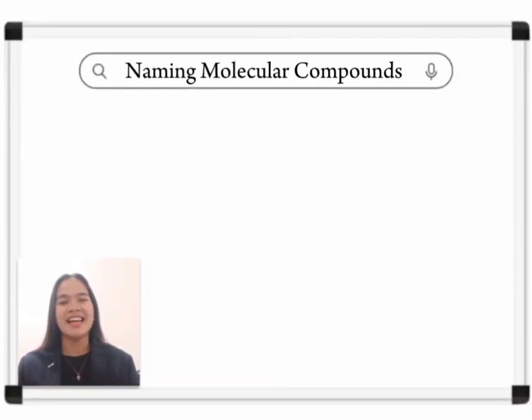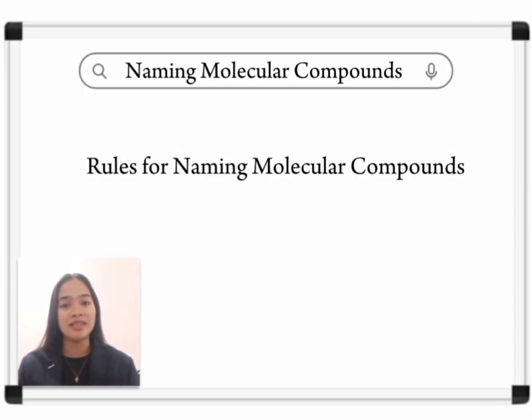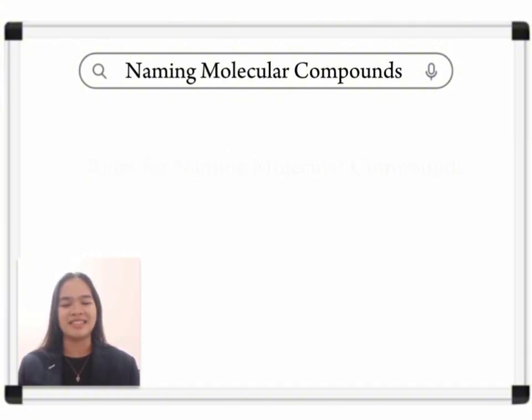Good day, everyone! Naming molecular compounds is straightforward because we do not balance charges unlike ionic compounds. Instead, when naming molecular compounds, we use prefixes such as mono, di, and tri to indicate the number of atoms present. In this video, I will explain the rules for naming molecular compounds and demonstrate how these rules are applied through examples. Let us now discuss each rule and explain why it is used.